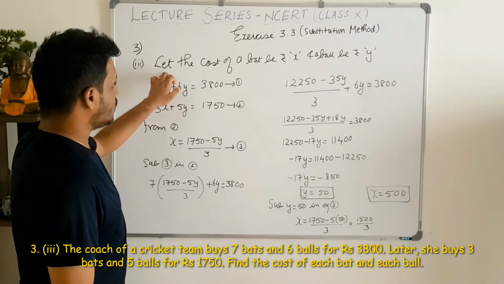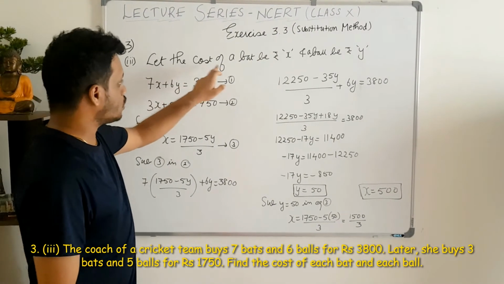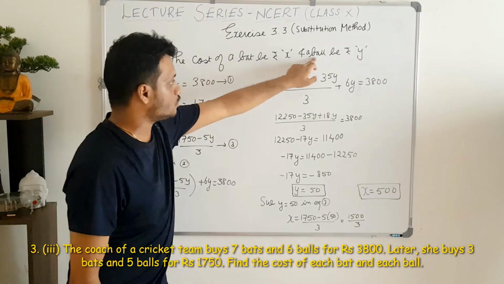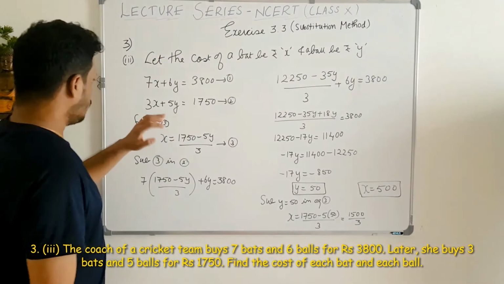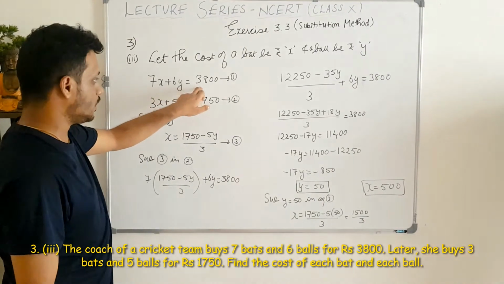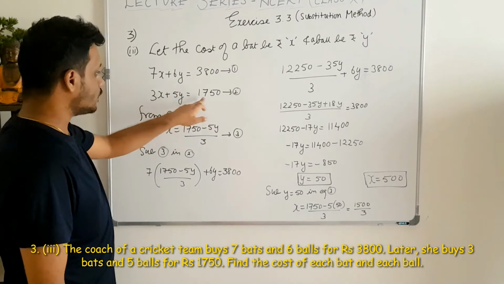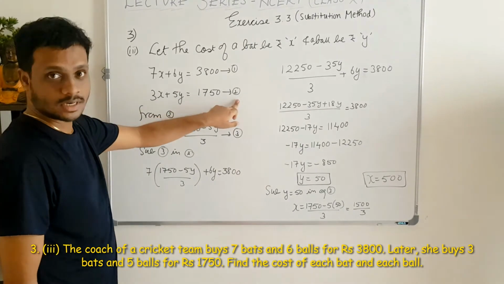So in this they have told they are buying bat and ball for some cost. So I am assuming the cost of one bat is x rupees and the cost of one ball is y rupees. According to the question, they are buying 7 bats and 6 balls for a cost of 3,800 rupees, which becomes our equation 1. And later 3 bats and 5 balls for 1,750 rupees, which becomes our equation 2.